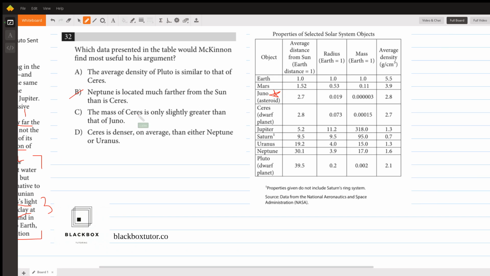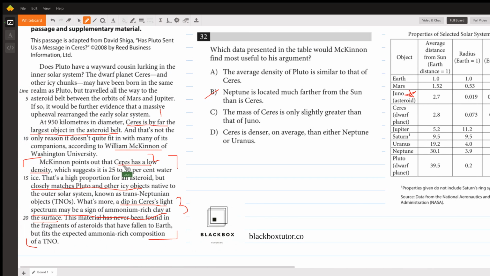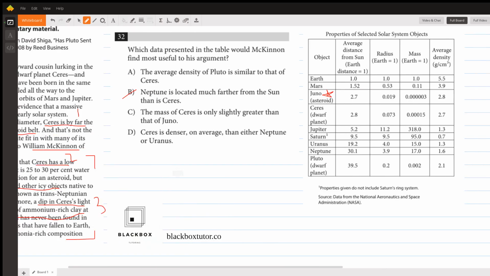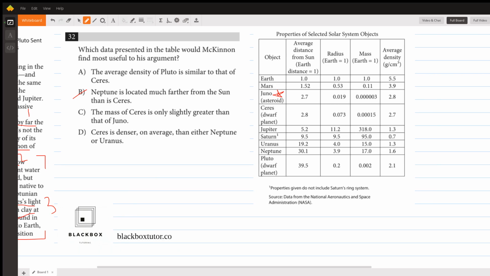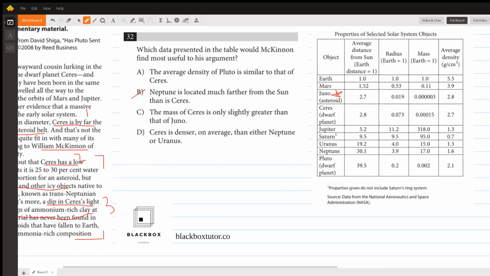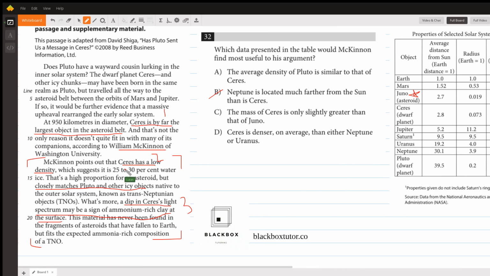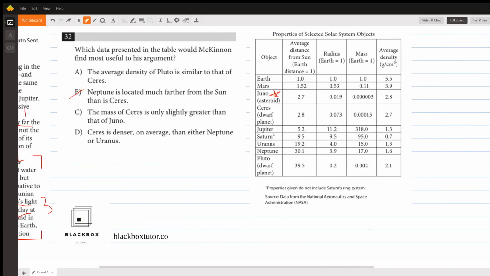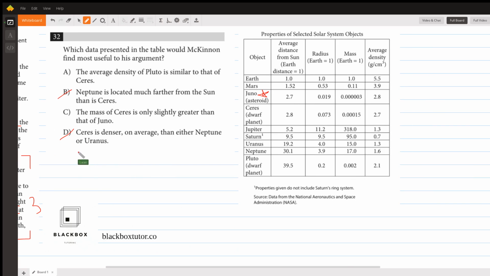Last one is Ceres is denser on average than either Neptune or Uranus. Now this might refer to, again, here, when McKinnon makes a point about the density of Ceres. However, D is making the wrong case. D is saying that Ceres is denser than either Neptune or Uranus, whereas the point McKinnon makes is that Ceres is less dense than some of the other objects that you expect to see in the asteroid belt. And it doesn't compare them to Neptune or Uranus, so we can eliminate this option. So that really leaves us with A or C. A says the average density of Pluto is similar to that of Ceres, and C says the mass of Ceres is only slightly greater than that of Juno.